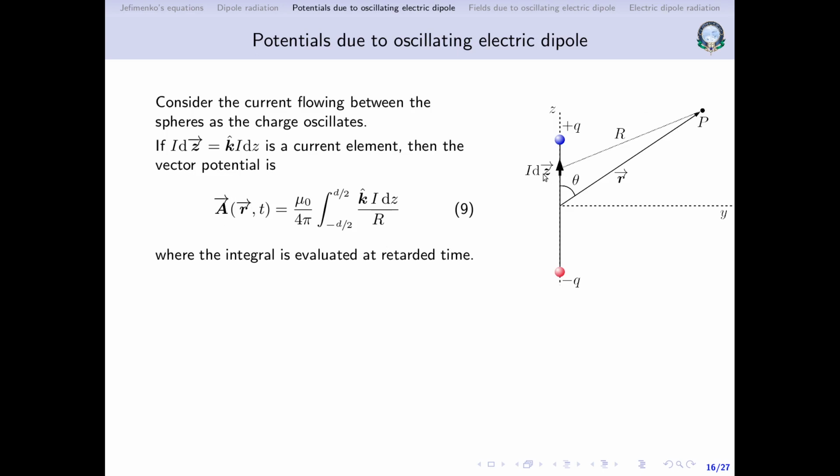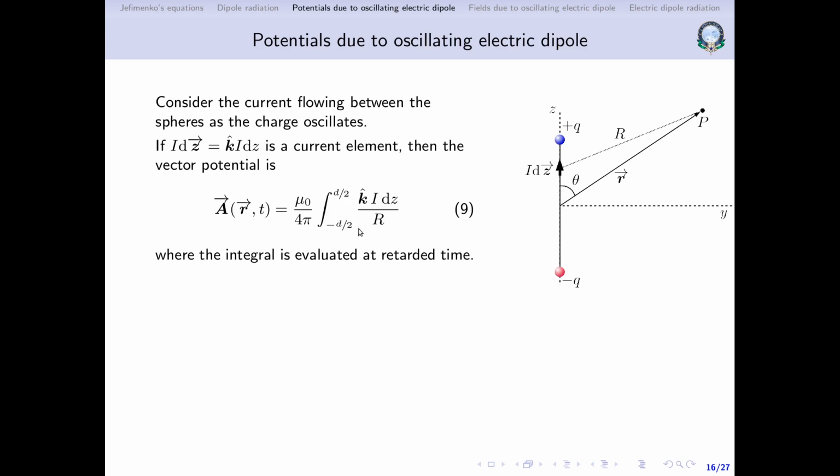So I dz here is equal to k cap into I dz. Dz vector is a vector; it's a line element. I write this as k cap into I dz because the unit vector is always going to be along the z direction. So the vector potential will be simply equal to mu naught by 4 pi, and of course we have to integrate from this charge to this charge, that is from minus d by 2 to plus d by 2, because d is the separation between them. This is the origin, so this position is minus d by 2 and this position is plus d by 2. So k into I dz by r.